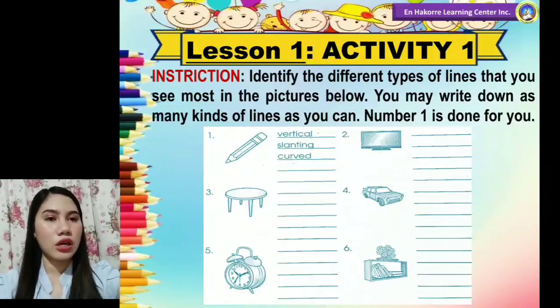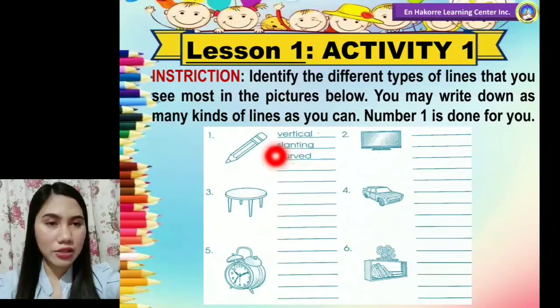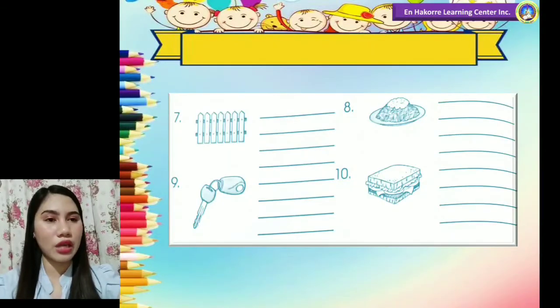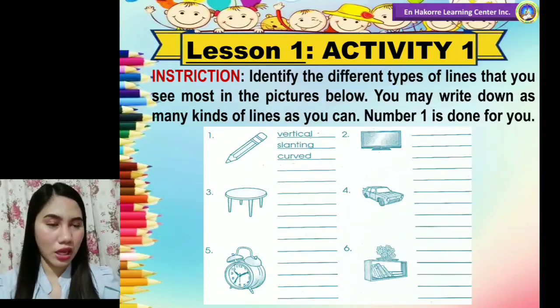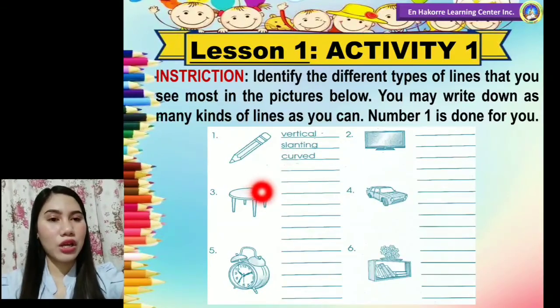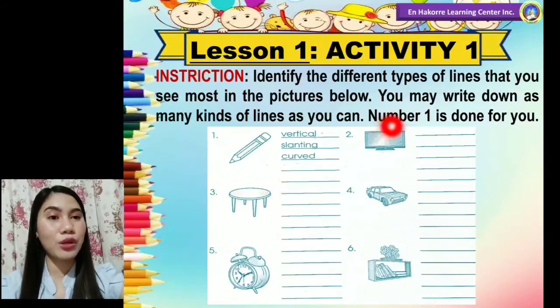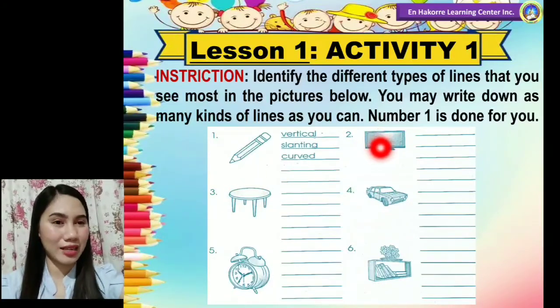As you can see, we have the object of a pencil. What do you think are the lines present in the pencil? As you can see, you have vertical lines, slanting line, and curved line. For number 2 up to number 6, and also 7 to 10, kindly do the same, but make sure that the lines you answer correspond to the objects presented in each number.